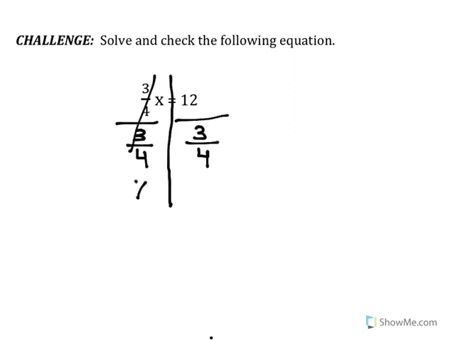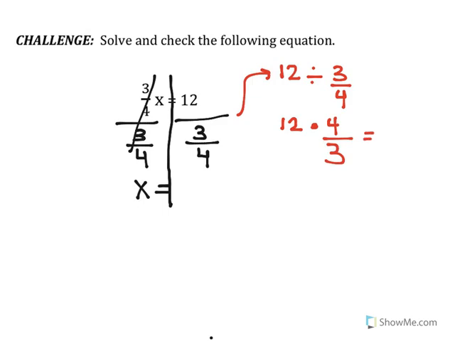So these cancel out, and you're left with x equals 12 divided by 3/4, which you can do in your calculator, but if you don't have your calculator, if you write this horizontally, you have 12 divided by 3/4, and if you remember back from elementary school, to solve this by hand, you do keep, change, flip. So 12 times 4 is 48. 48 divided by 3 is 16. So x is equal to 16.